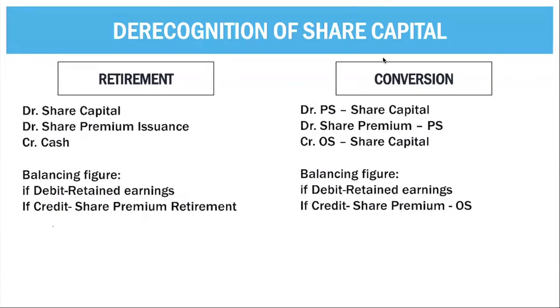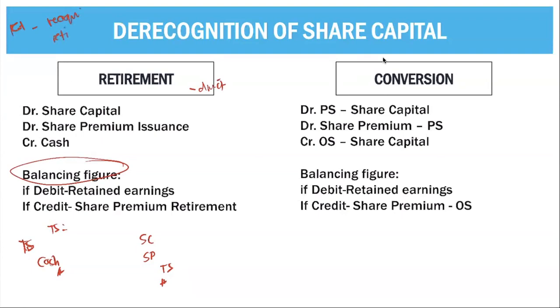Kanina lang kasi, dun sa treasury shares, anong ginawa natin? We debit treasury shares, we credit cash. And then eventually, we debit share capital, we have your share premium, and then your treasury shares. So there will only be a balancing figure, if you still remember. This one, in your retirement, is a direct retirement. The other retirement is a reacquisition, then subsequent retirement.